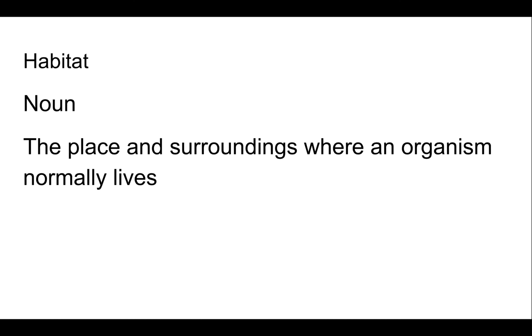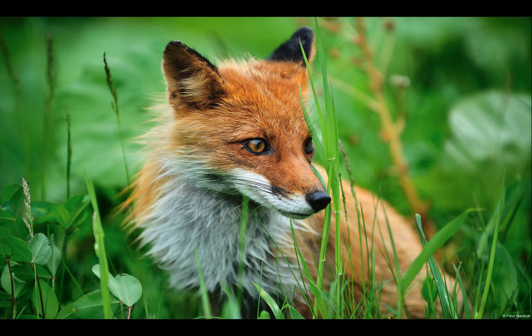The third word is habitat. This is a noun, and it is the place or surroundings where an organism normally lives. And some organisms have a very specific habitat. They can only live in a very specific kind of place with specific surroundings. And then you have some organisms that are actually much more adaptable, and so they can live in a couple different types of habitats. So, for example, you have the red fox.